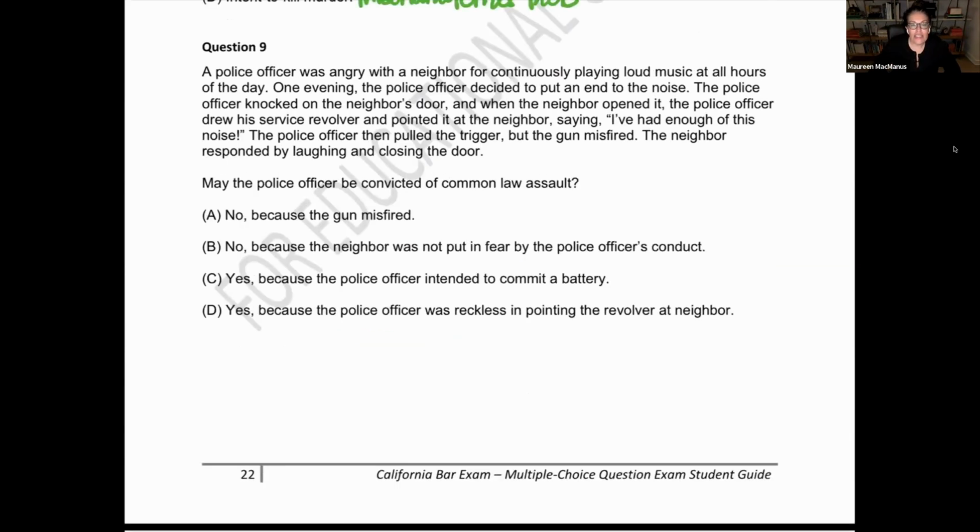Question 9. May the police officer be convicted of common law assault? All right. So a police officer was angry with a neighbor for continuously playing loud music at all hours of the day. I'd be mad too.